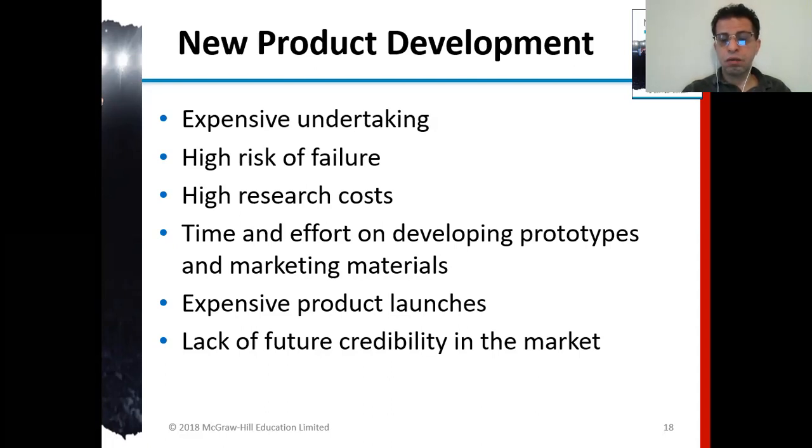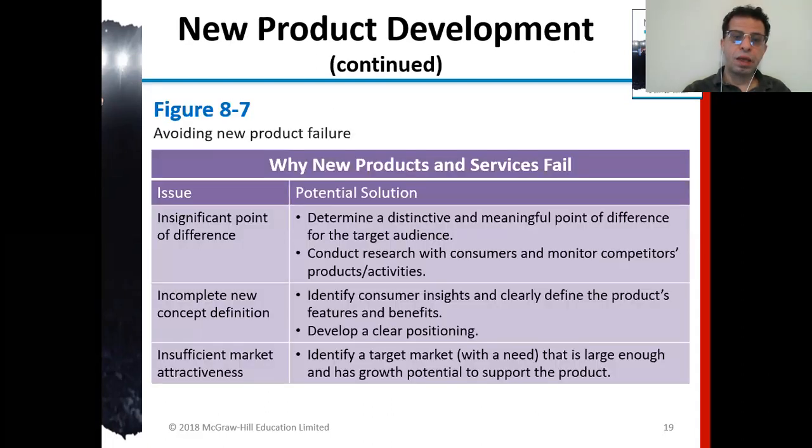There is also the lack of future credibility in the market. You might fail in one product and nobody will buy your product again. But how do we avoid new product failure? Why do new products and services fail in the beginning? Lots of products go live, but they fail right away. Why do they fail? This is the reason for failing, and this is how we solve it.